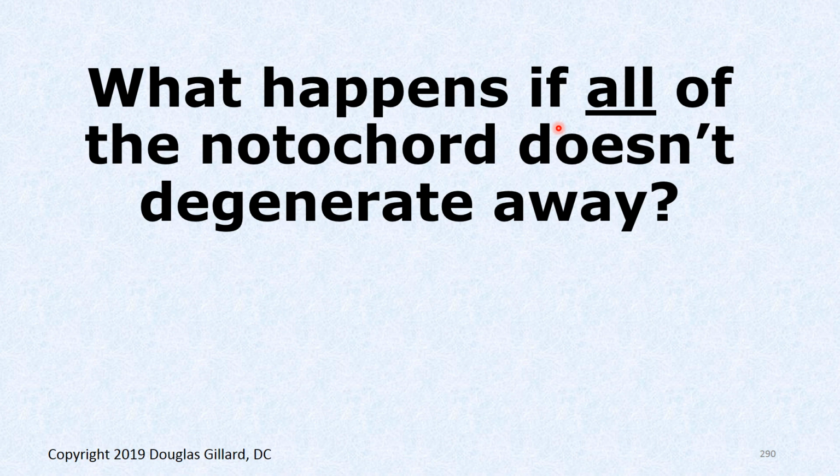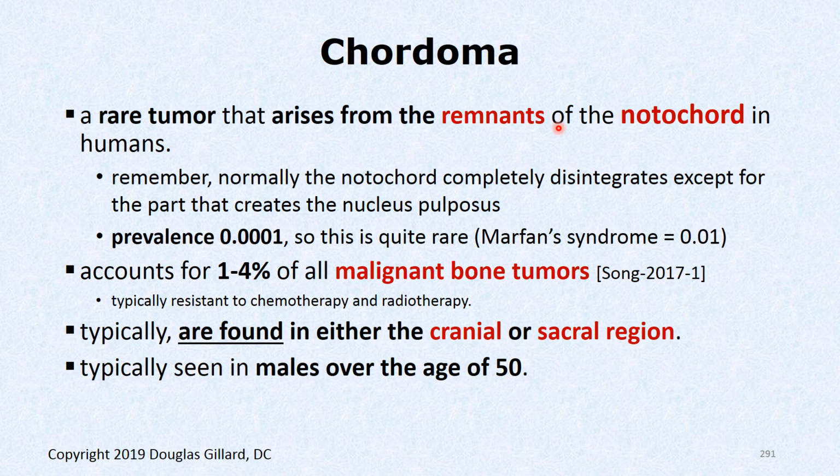I apologize. What happens if all the notochord or a big chunk of the notochord doesn't degenerate away? That is a big problem. So a chordoma is a rare tumor that arises from remnants of the notochord that didn't go away. This notochord can turn into different types of tissue, and this is cancer in a good chunk of these tumors. Luckily it's super rare. 0.0001 is the prevalence. That's probably the incidence, actually. No, that is the prevalence.